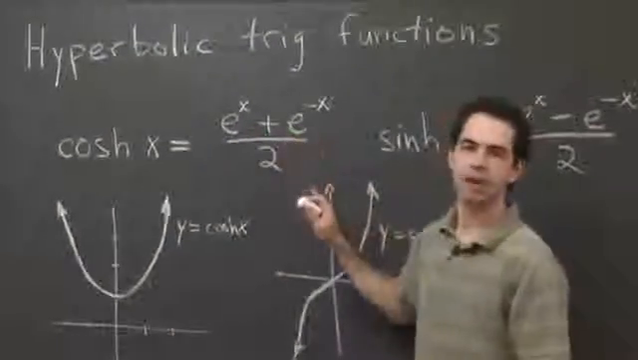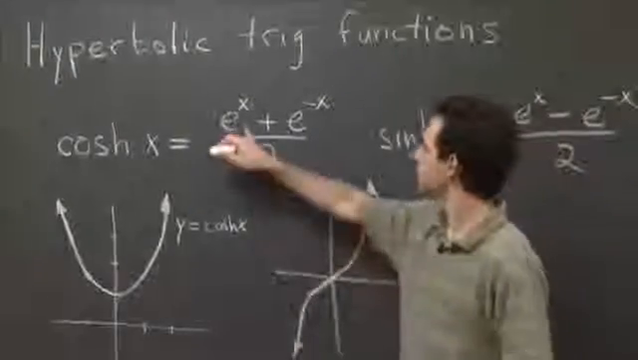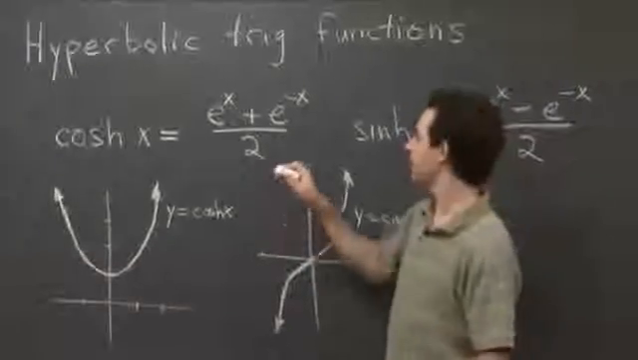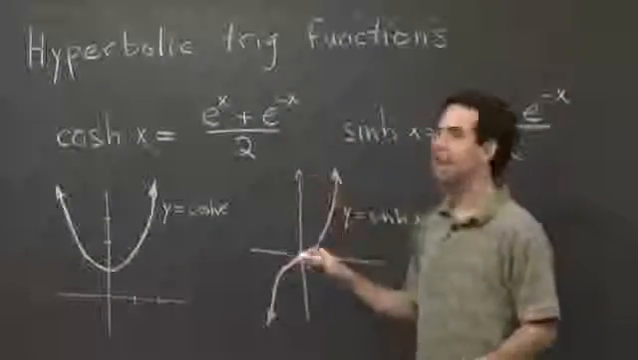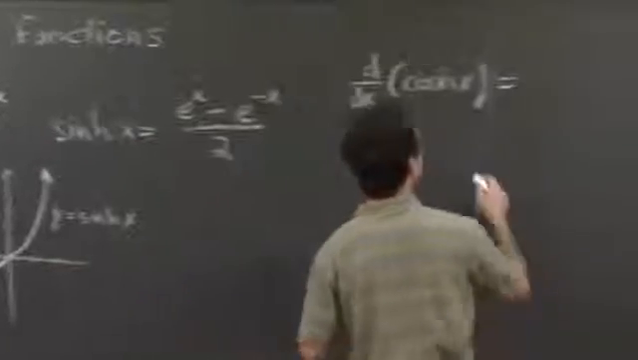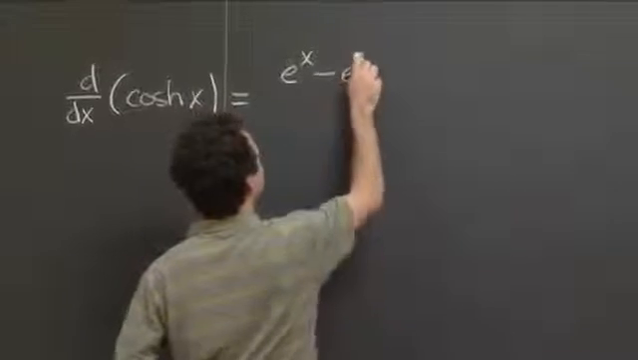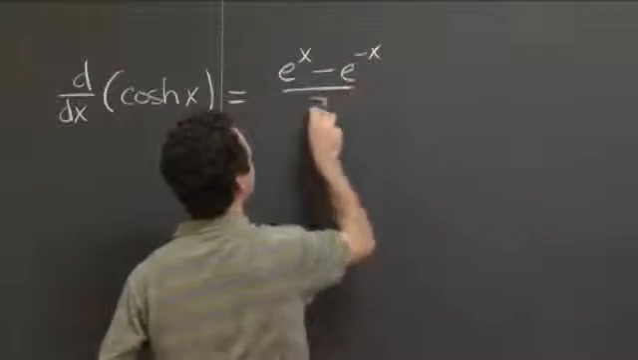So it's really just a sum of two exponential functions. Exponential functions are easy to take the derivatives of. Take the derivative of e to the x, you get e to the x. Take the derivative of e to the minus x. Well, it's a little chain rule, so you get a minus 1 in front. So the derivative of cosh x is e to the x minus e to the minus x over 2.